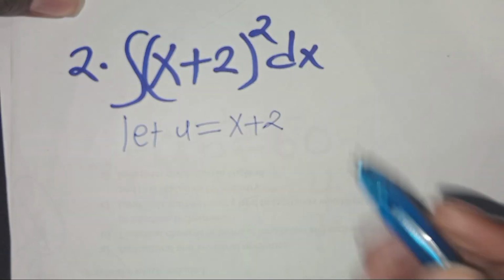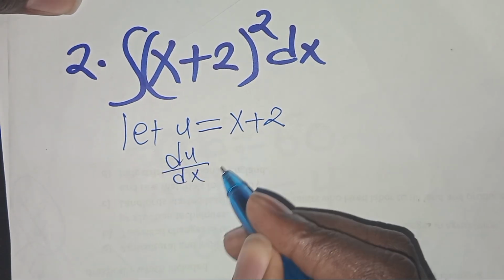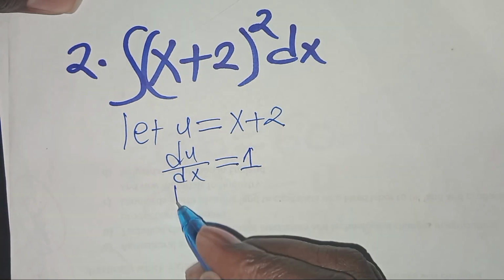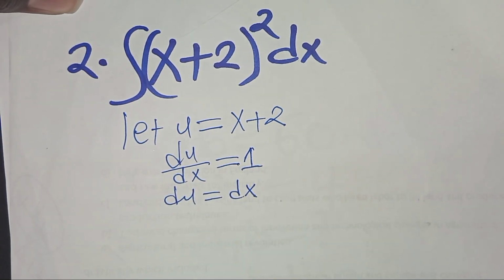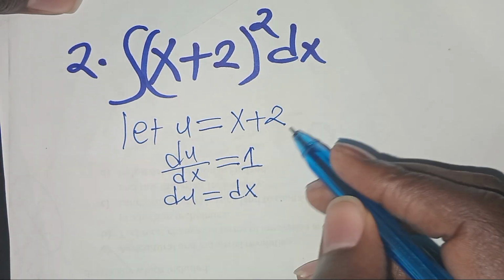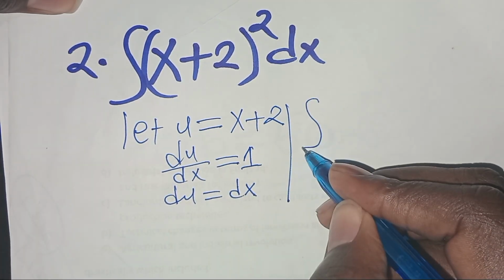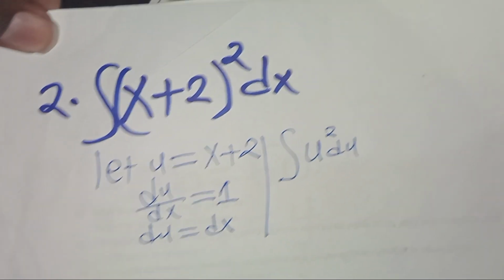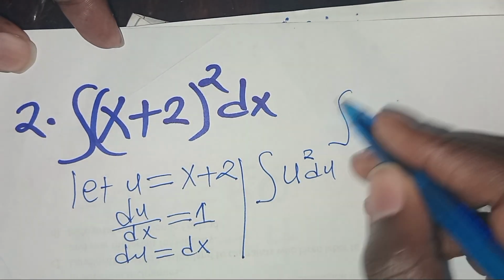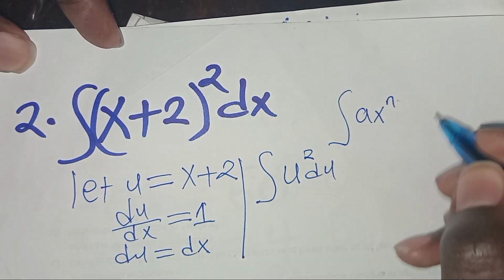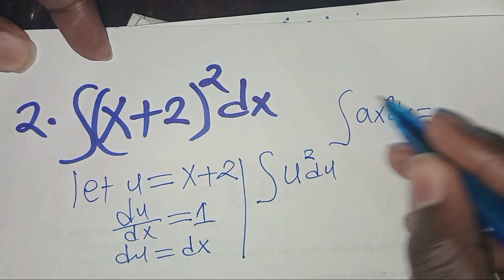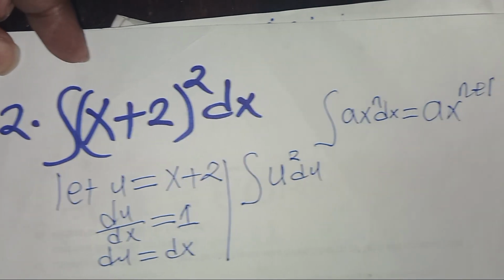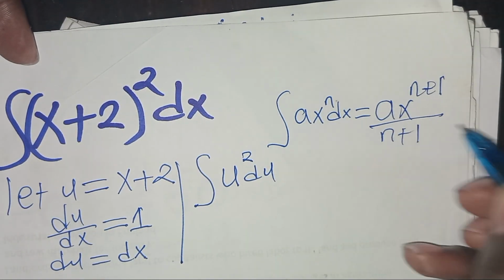So that du with respect to dx is equal to 1. From here, that means that du is equal to dx. Let's substitute this. From this function, we'll have the integral of u to power 2 du. Now, given that if you have the integral of ax to power n dx, we can integrate this as ax to power n plus 1 divided by n plus 1 plus c.